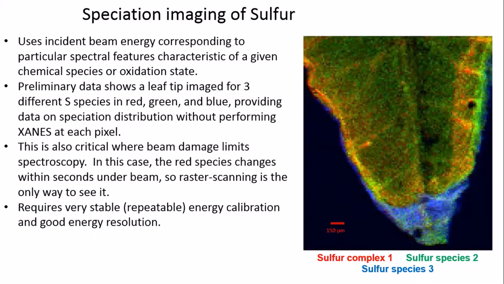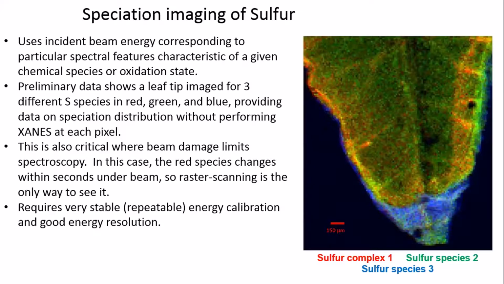This is very important, especially for biological samples where beam damage will change the speciation of any given spot. In this case, the red species, we were only able to capture by doing 10-second XANES, 1 zap per spot, because after that it would start to change. So we had a very difficult time even capturing a glimpse of what that species is.